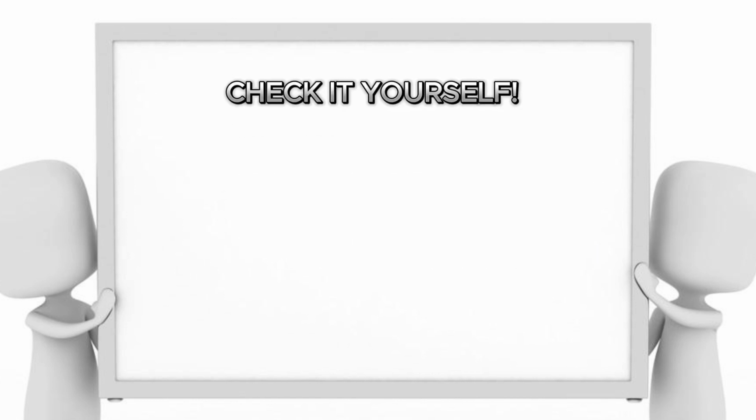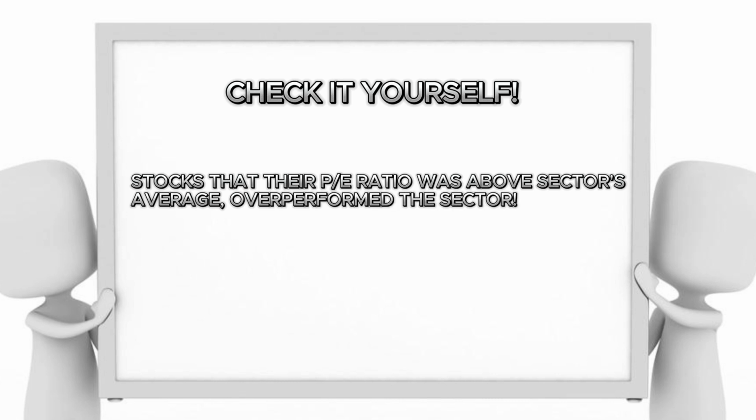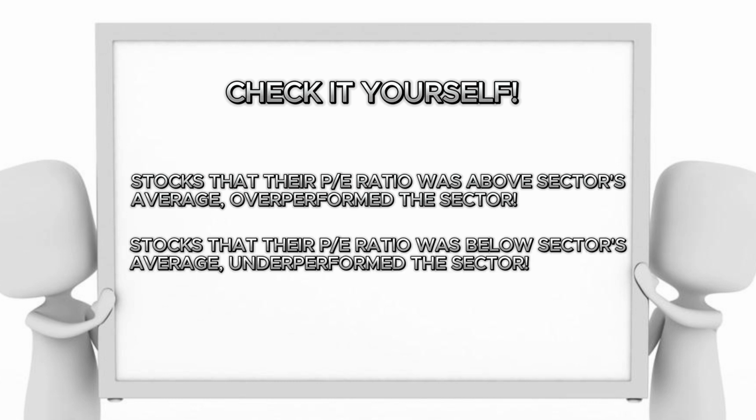And of course, if you check historical real examples of stocks whose PE ratio was above the sector's average, you can see that most of the time the stock price is growing more, or even faster, than other stocks with a lower PE ratio within the same sector.